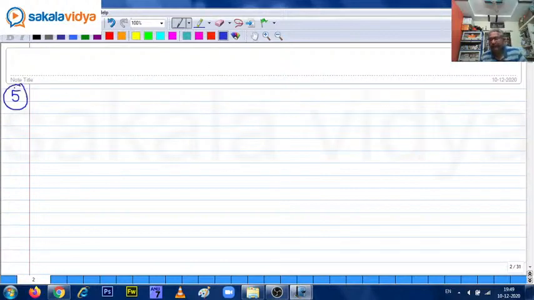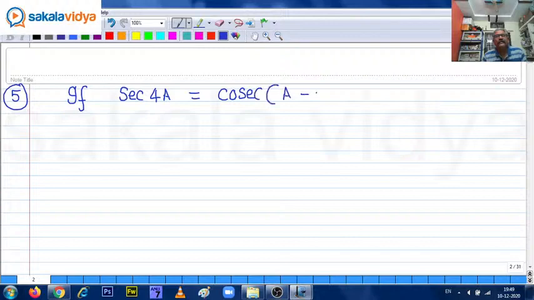Fifth question. If secant 4a equals cosecant of (a minus 20 degrees).